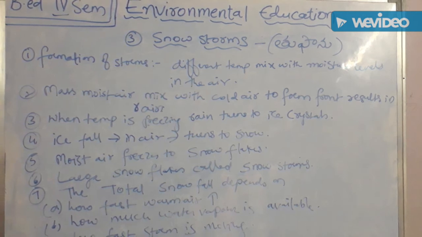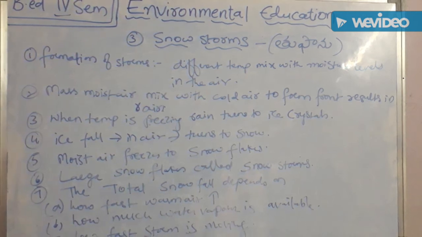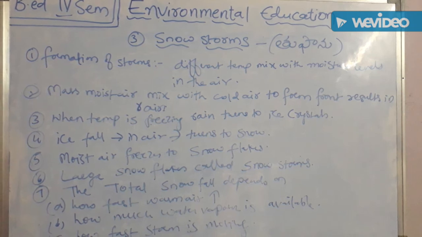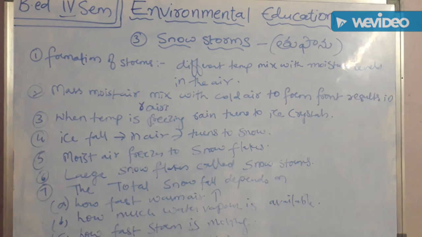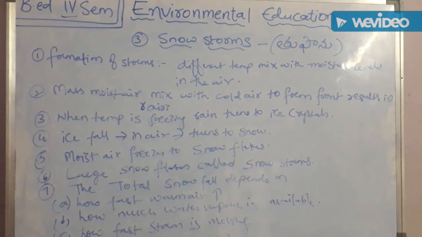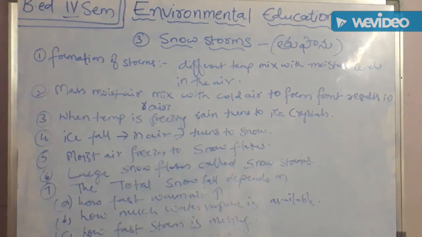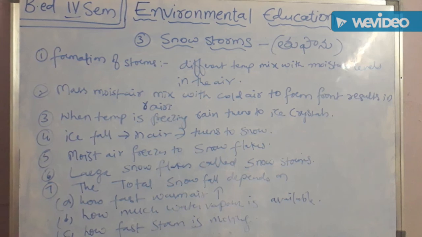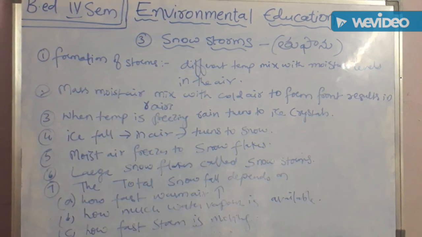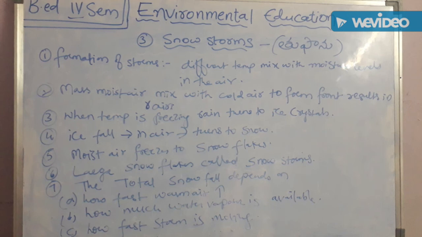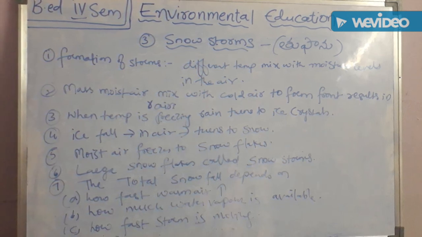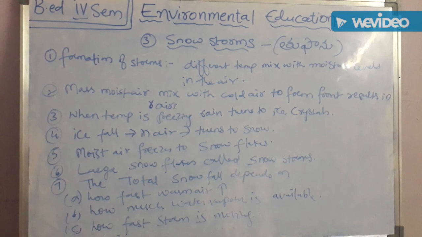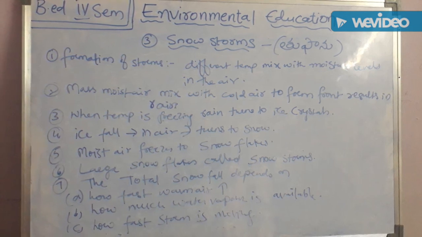Okay, and how much total snowfall a snowstorm produces depends on how fast warm air is raising cold air, how much water vapor is available to form precipitation, and how fast the storm is moving. All of these depend on the total snowfall. So the topic is about snowstorms.